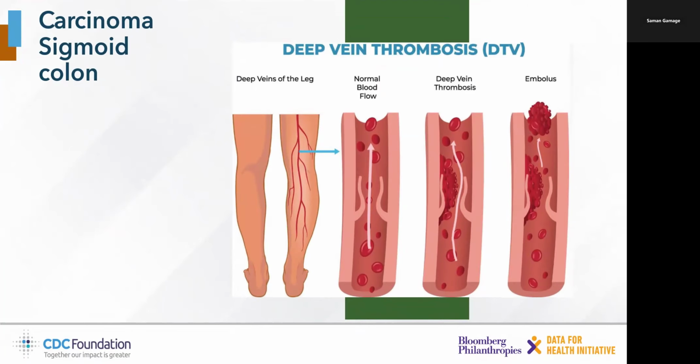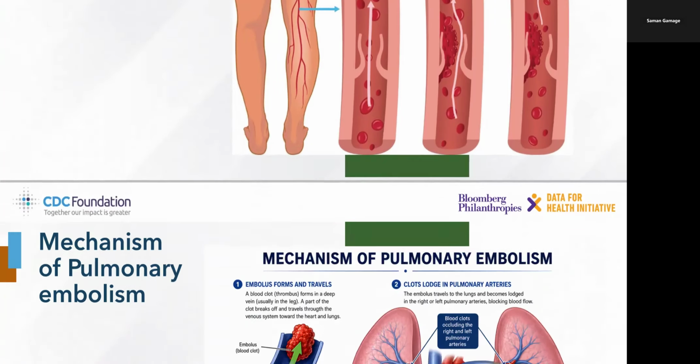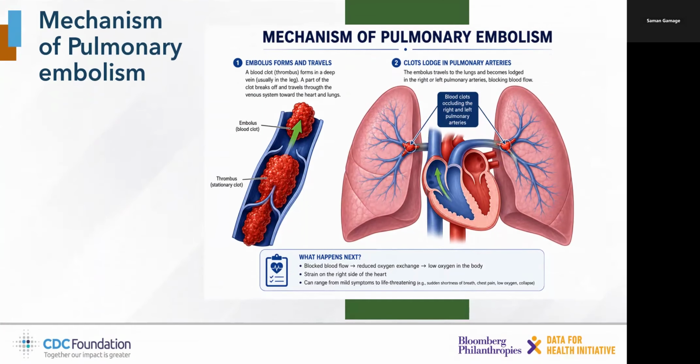There can be thrombus formation, and these thrombi, these blood clots, can travel, and if they enter the lungs, it can lead to pulmonary embolism. So pulmonary embolism, if it is severe, can lead to instantaneous death.